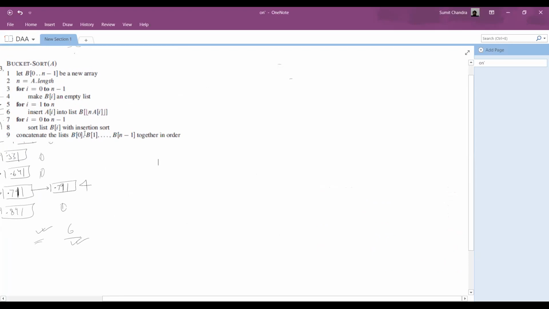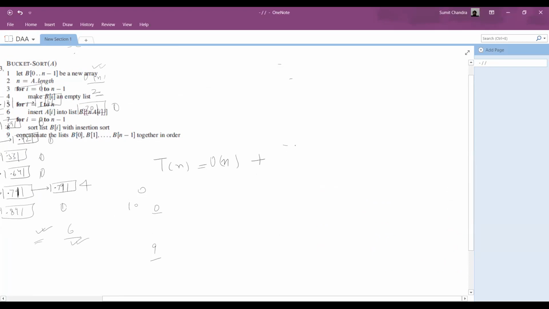So this is the algorithm. If you see here, there are 2 loops. This is running for n time, this is running for n plus 1 time, and this is running for n time. So it means that we have some loops running for n time. Plus, for every n bucket, because if we have 10 elements, then we are creating buckets 0 to 9. So for every n elements, we are creating a bucket.